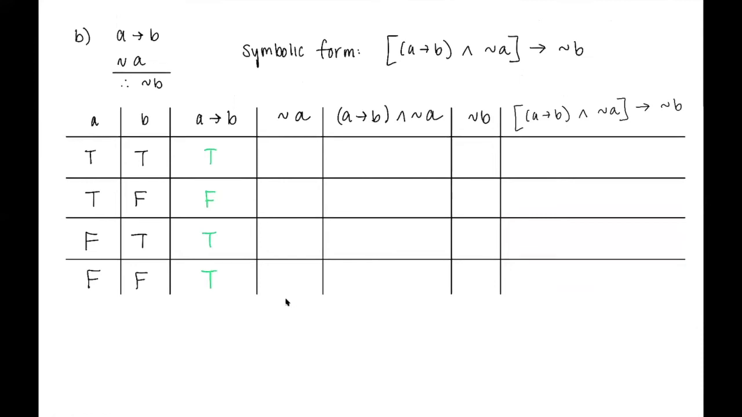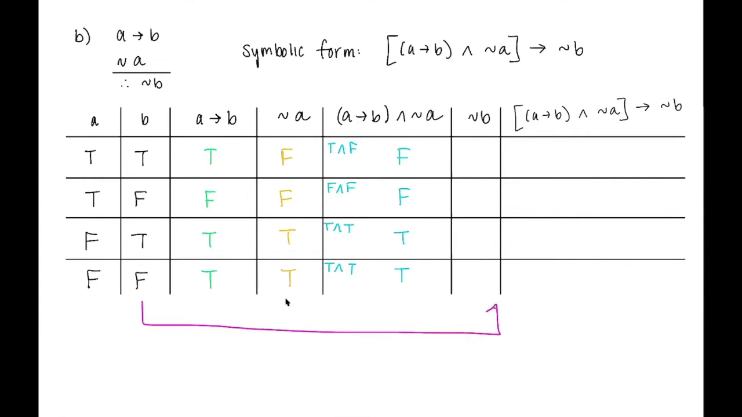For not A, I go ahead and change all of my values for A. So false, false, true, true. Now we want these two combined. So I'm going to put the values of our first premise. We want premise 1 and premise 2. And so these would both be false, but these next two, they're both true. So the and is true. Now I have to change the truth values for B. So this is going to be false, true, false, true.